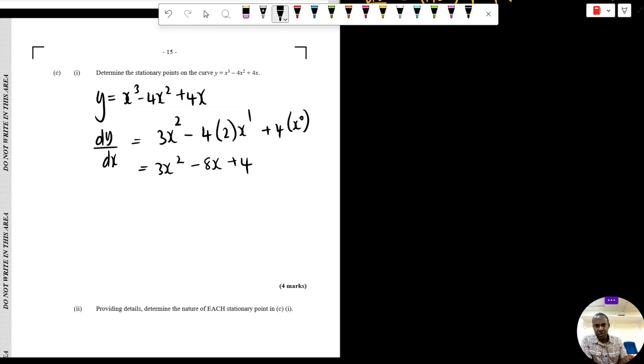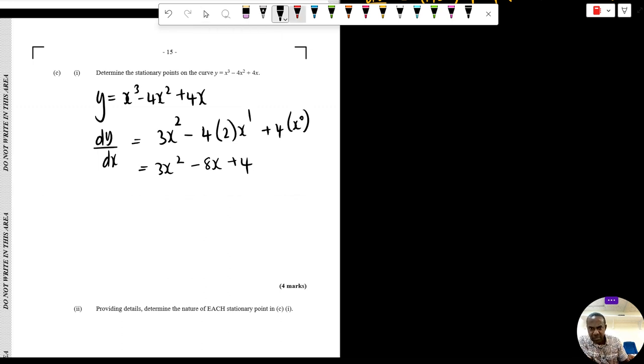So remember that whenever we're differentiating powers of a particular variable, we bring the power down, multiply by it, and reduce it by 1. And if we have a multiplying constant in front, we keep that constant, and of course it will be multiplied by any power that we actually bring down, right? So continuing. So the gradient function dy by dx is equal to 3x squared minus 8x plus 4.